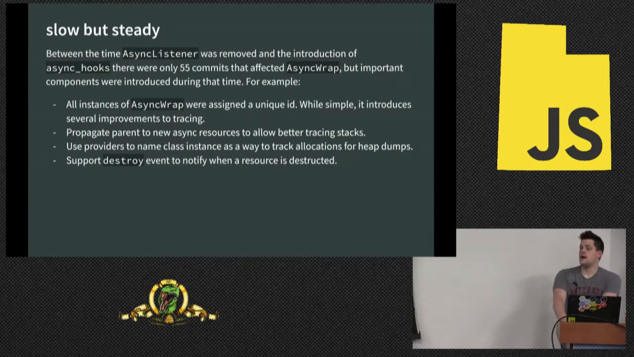which is that there are a lot of things like timers and TCP handles that are explicitly destroyed, like when you run close on a server. But also there are resources that are garbage collected, and so if you keep a reference to that, it can never call destroy because you're preventing the garbage collector from collecting it.